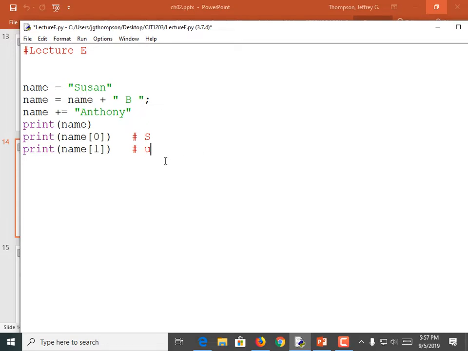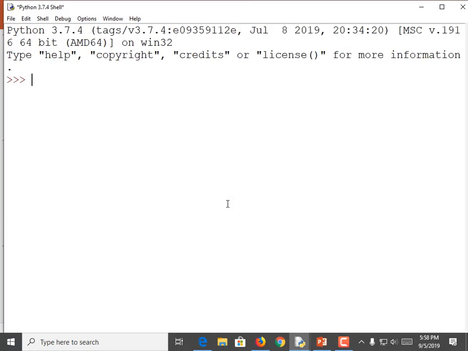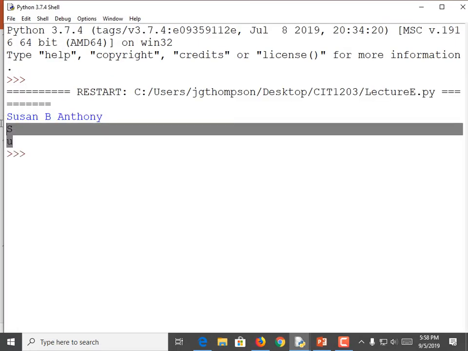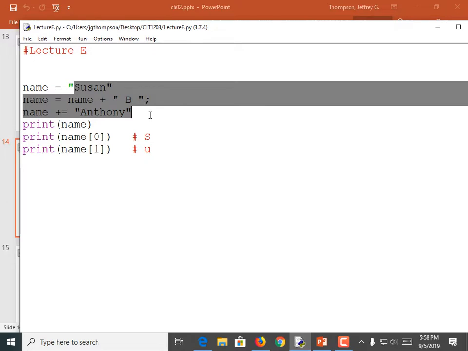I could write a for loop that would print them all out. Let's just run this and make sure that it does what I'm expecting it to do, which is to print out the name followed by an S and a U. All right, S, U. Since we talked about for loops last time, let's use a for loop to print out every letter. We need to know how long this string is.